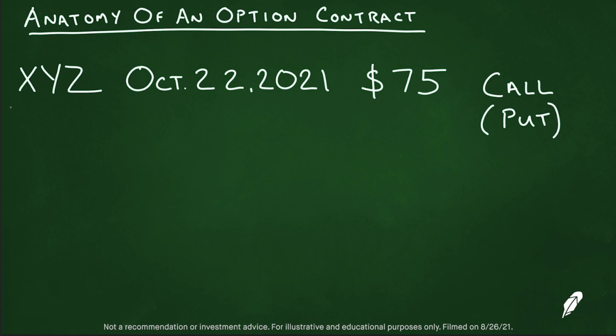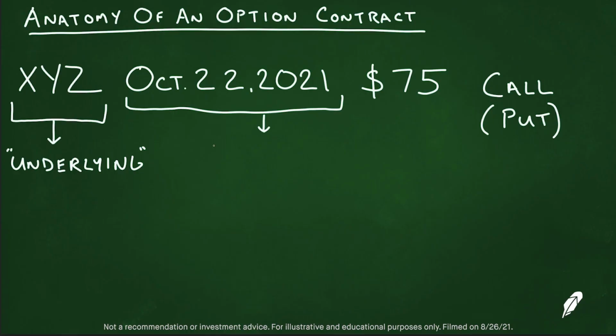Now, let's break down what we're looking at. Here at the front of the option, we have this symbol XYZ. This is what we call the underlying. And if you hear us talk about the word underlying in this series, we're referencing the stock or ETF or product that the option is tied to. What about this date, October 22nd, 2021? Well, this is the option's expiration date. And what's important about this date, it's the last day you can trade or exercise the option before it expires.